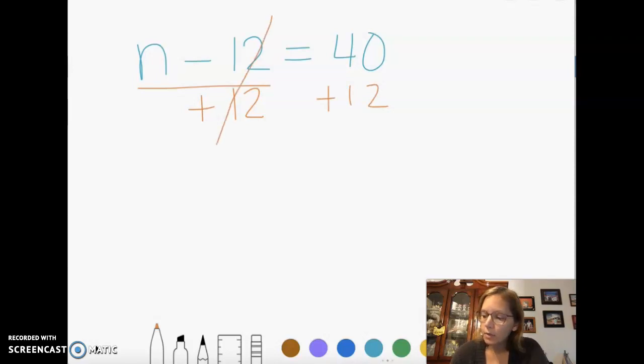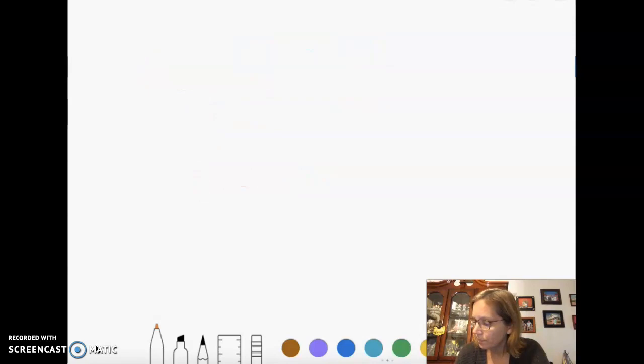These two 12s, negative 12 and positive 12, cancel each other out. And I'm left with n equals, and now I'm just going to add this other side up. 0 plus 2 is 2, 4 plus 1 is 5. n equals 52. And that's all. So let's try one with multiplication now.